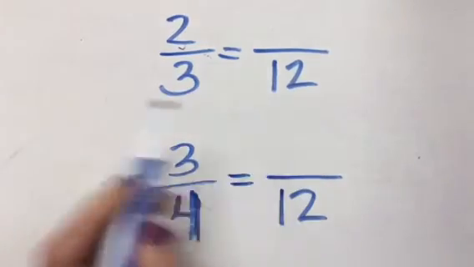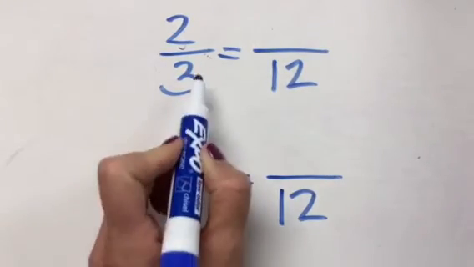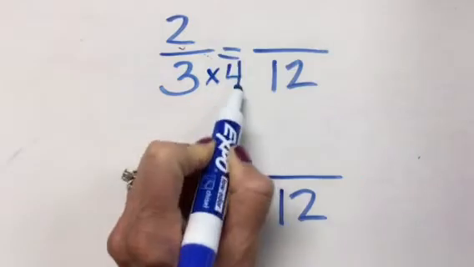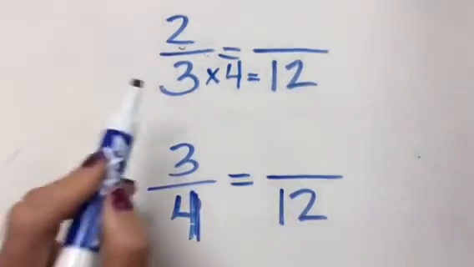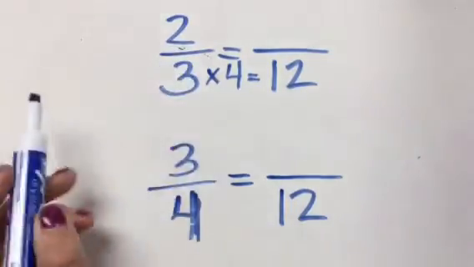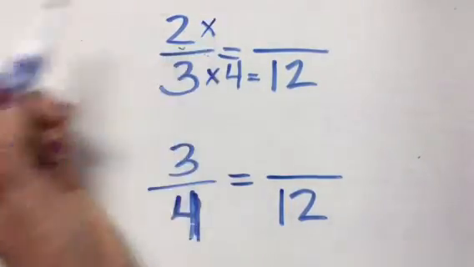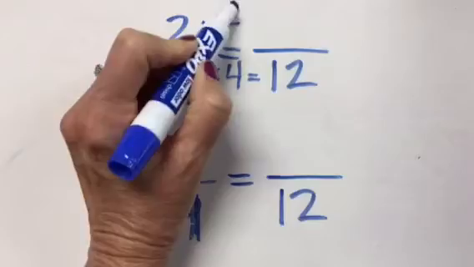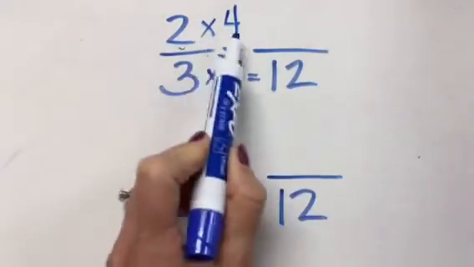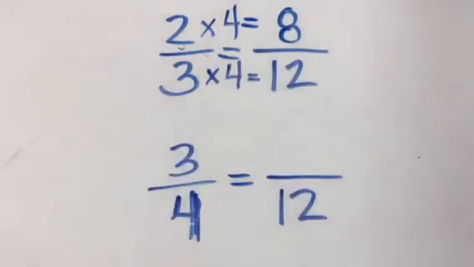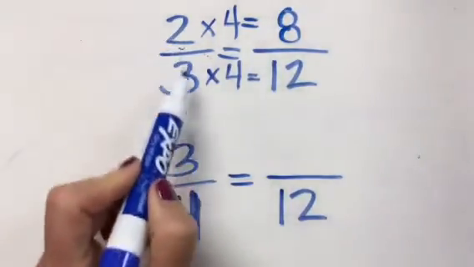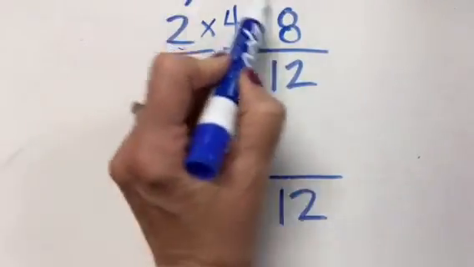3 times what gives us 12? Well, it's 3 times 4 equals 12. Whatever we do to the denominator, to the number on the bottom, we do to the top, and vice versa. This is also called the numerator. If we're multiplying this by 4, we multiply the numerator by 4, which of course gives us 8. Now, 2/3 equals 8/12. These say the same thing.